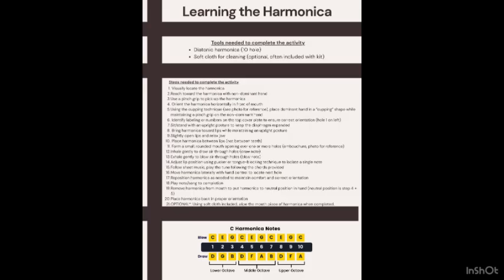And then I put this as an optional thing, but it's also included in the harmonica kit, which is a soft cloth for cleaning. I also included that to be one of the options in the activity analysis steps below. So, reading through the steps below and having a small description for them.